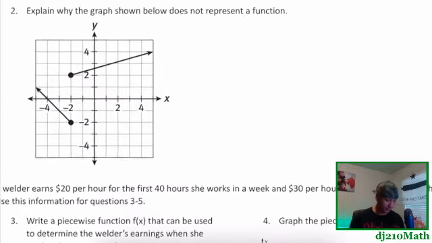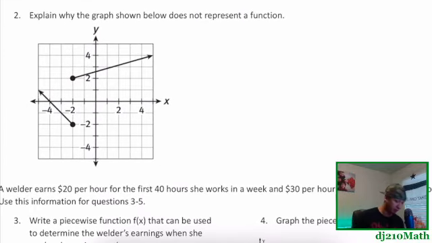Okay, number 2. Explain why the graph shown below does not represent a function. Okay, right here, this is the main reason: for a function to be a function, the x's can't repeat. You can only have one x value to specifically one y value, right? One distinct x value to one y value. So if you have multiple x's, not a function. Matter of fact, if you have more than one of the same x, then it's not a function, right? And this fails the vertical line test. Vertical line test. Right, x's repeat.